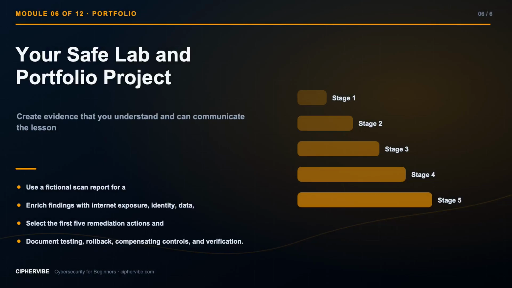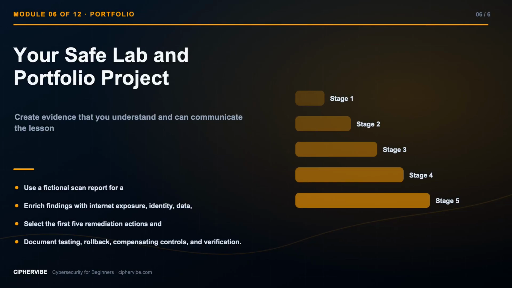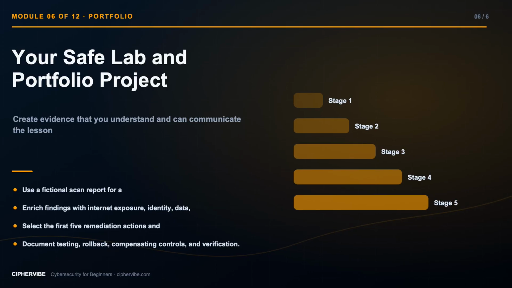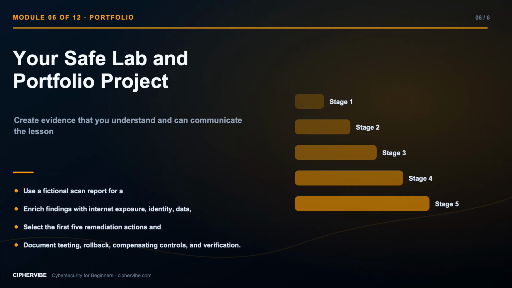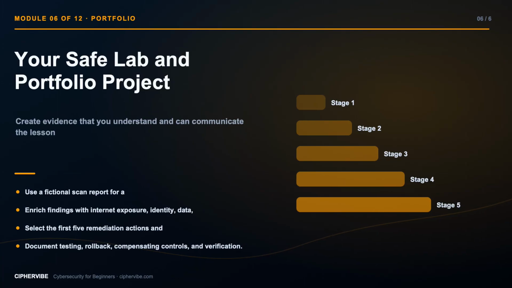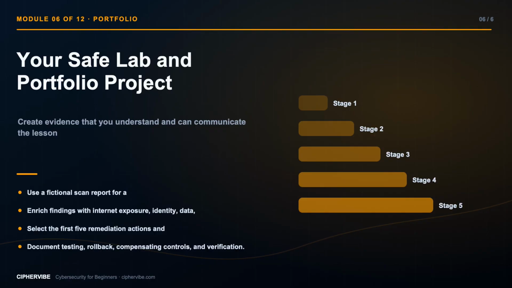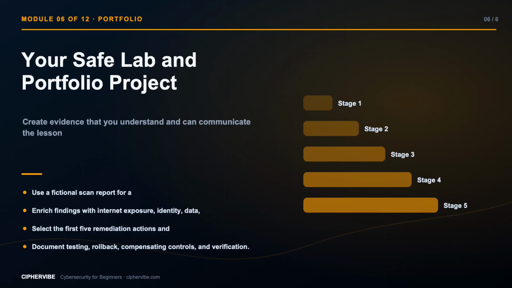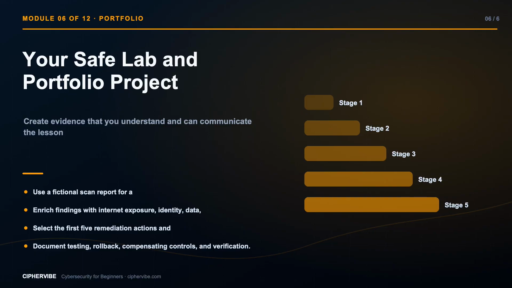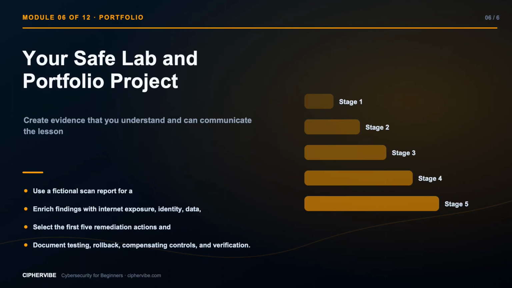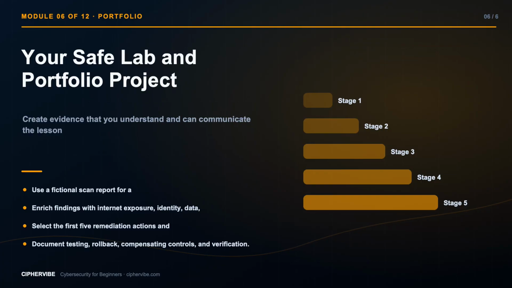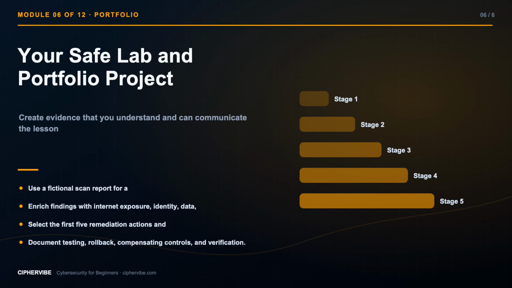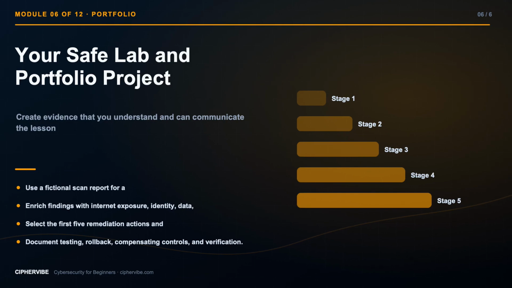Finish the lesson by creating a portfolio artifact rather than merely watching another explanation. First, use a fictional scan report for a small mixed environment. Second, enrich findings with internet exposure, identity, data, and service criticality. Third, select the first 5 remediation actions and explain the ordering. Fourth, document testing, rollback, compensating controls, and verification. Fifth, deliver a prioritized remediation plan rather than a sorted scanner export.